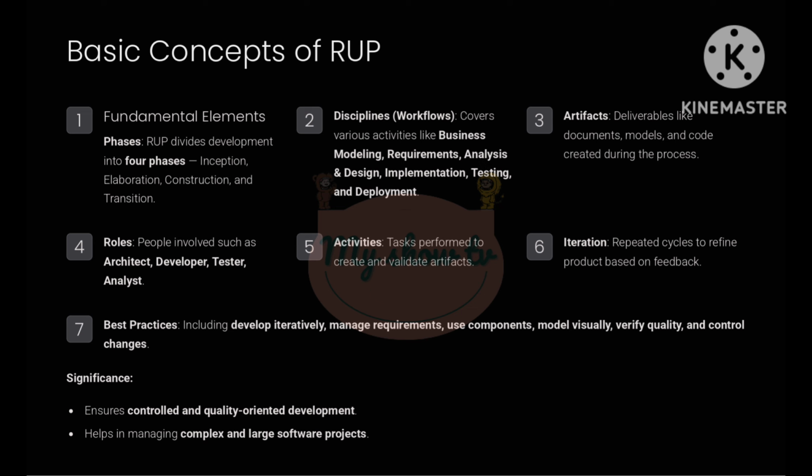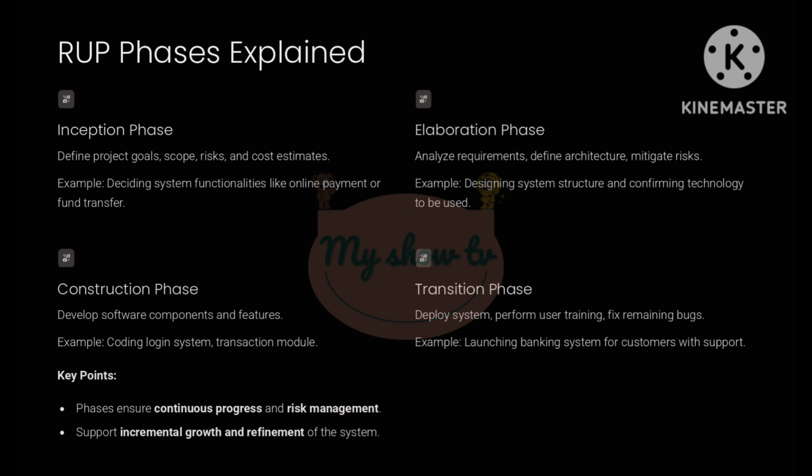Point 6. Iteration. The development happens in cycles, where each iteration delivers a part of the software and allows improvements based on feedback. 7. Best practices. RUP promotes industry-standard practices such as develop iteratively, manage requirements, use visual modeling, verify quality, and control changes. Significance. These components ensure that large and complex projects are handled efficiently and that all team members know their responsibilities clearly. Slide 3. RUP phases explained.